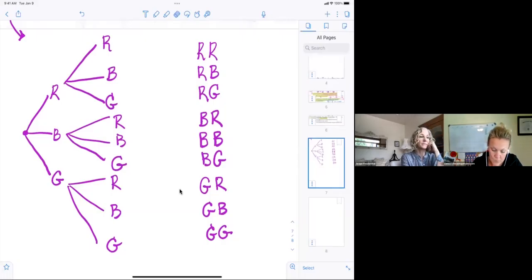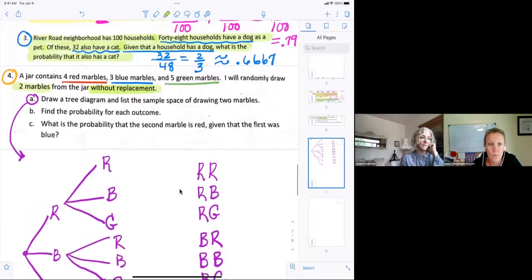Notice that red, blue is different than blue, red. So even though it's RB and BR, in one red is first and blue is second. In the other one, blue is first and red is second. So those are different. So there's the sample space, and that's what it asked me to do for part A.